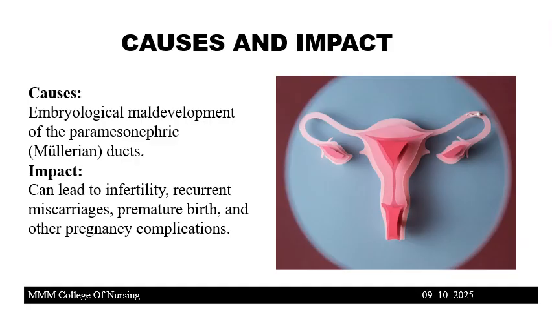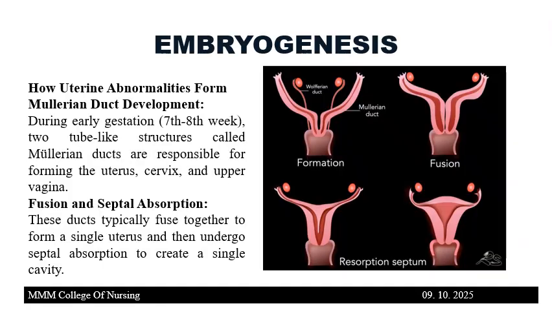Causes and impact: the cause is embryological maldevelopment of the paramesonephric Mullerian ducts. Impact: it can lead to infertility, recurrent miscarriage, premature birth and other pregnancy complications. So we'll see about the embryogenesis. We keep saying that it is formed by the faulty development of the Mullerian duct. So what exactly happens there? How uterine abnormalities form: Mullerian duct development.